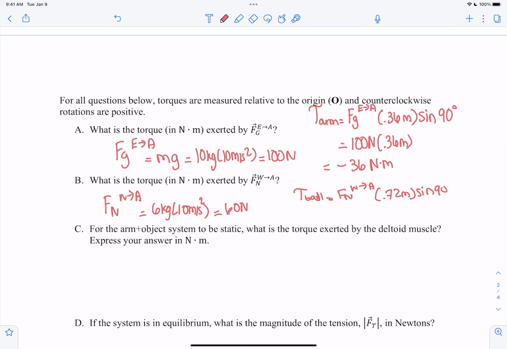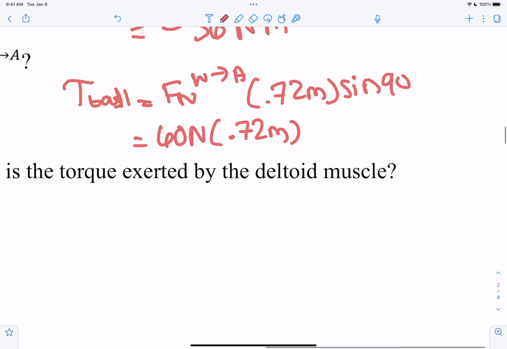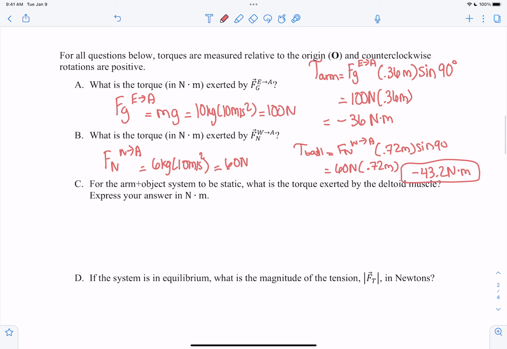And that's here for torque, for part B here, torque of the ball or torque of the weight. And so this is just 60 newtons times 0.72 meters times 1, right? And then we obviously have to add a negative sign at the end. So we should get around negative 43.2 Newton meters. Right? That should be our torque of the ball.